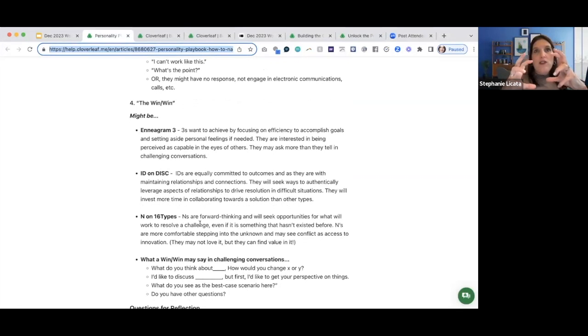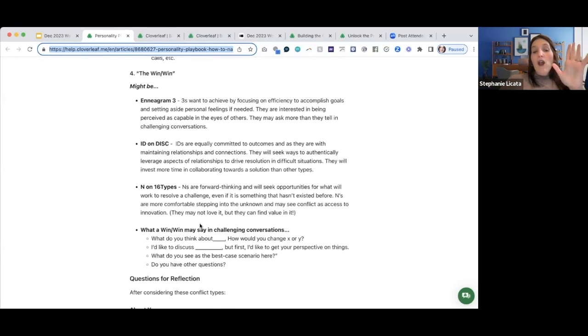They really want to get things done, but they use the relationship as leverage to do that, right? They'll invest more time in collaborating. So the win-win will spend a lot of time dissecting what's going on and collaborating towards a solution, right? They may also be an N on the 16 types. They're looking to the future. They're looking to leverage opportunities. And even if something hasn't existed before, they'll want to design it, right? They're more comfortable stepping into the unknown and they'll want to design it together.